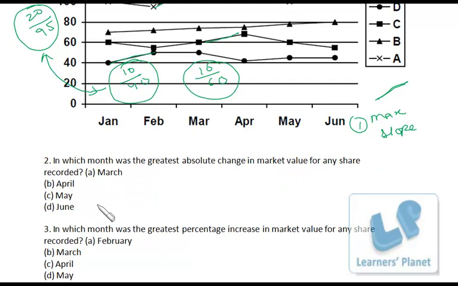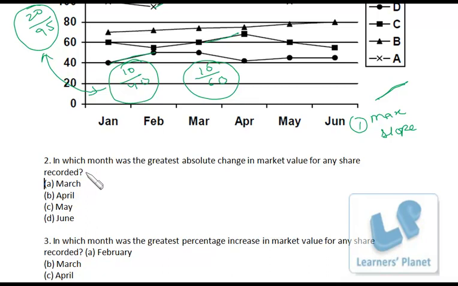Now the next question on a similar concept: in which month was the greatest absolute change in market value of any share recorded? In the previous case we were discussing the percentage change. In this case we are looking at the absolute change, that means the maximum difference irrespective of the base value. So here you just have to see the maximum slope. No need to see the base value.